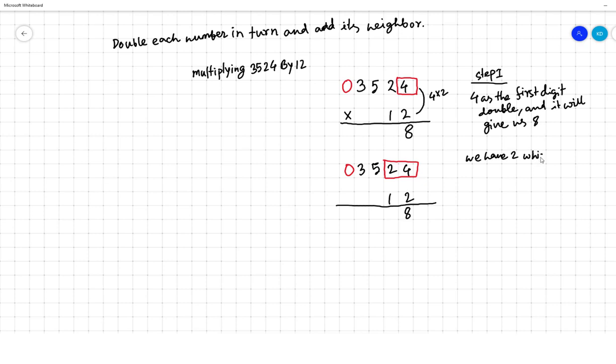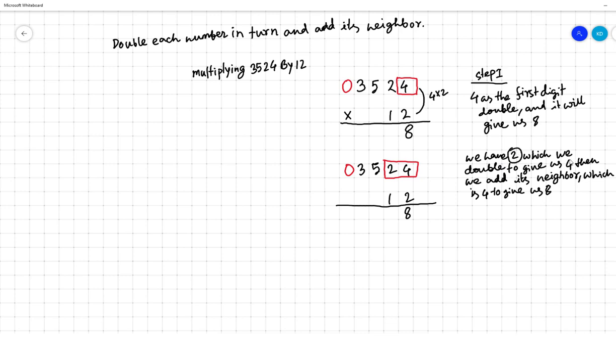Now we have 2, and its neighbor is 4. The concept is clear. We have 2, which we have to double to give us 4, then we add its neighbor. So double and add it to its neighbor, double and add to its neighbor. This is a basic concept.